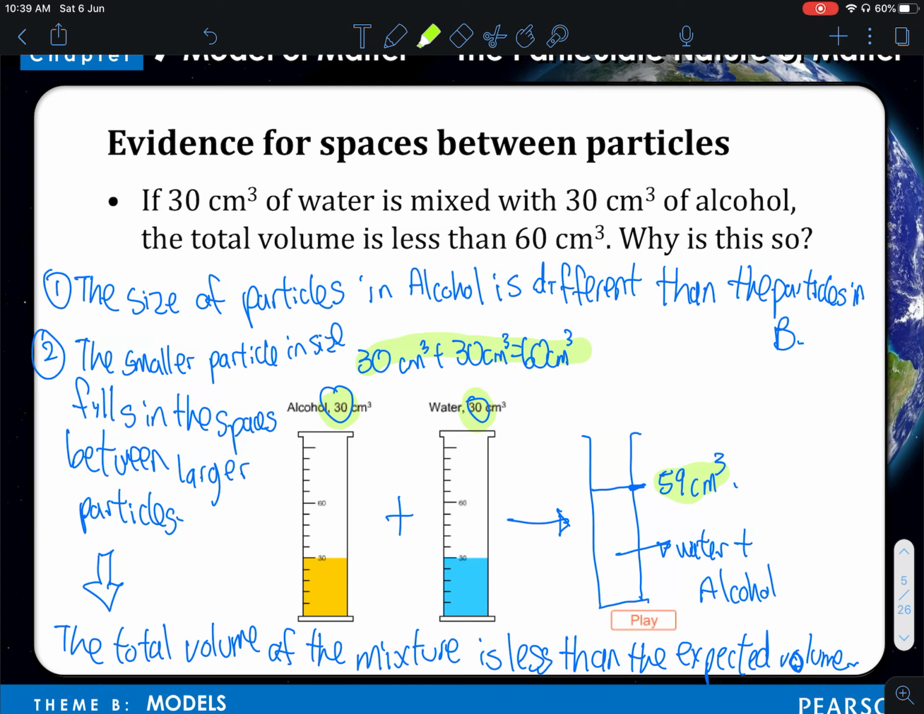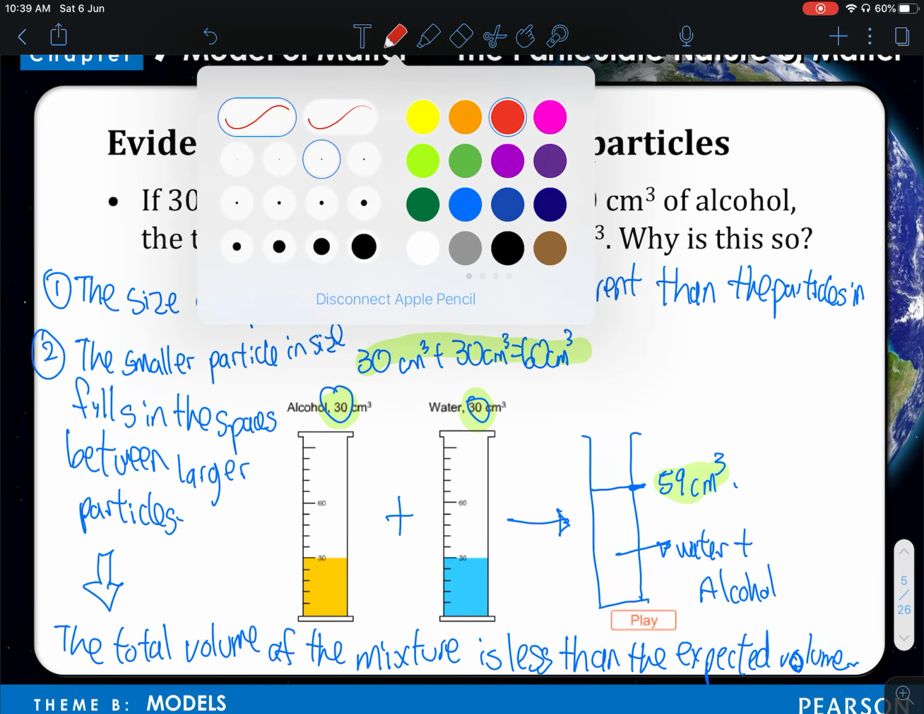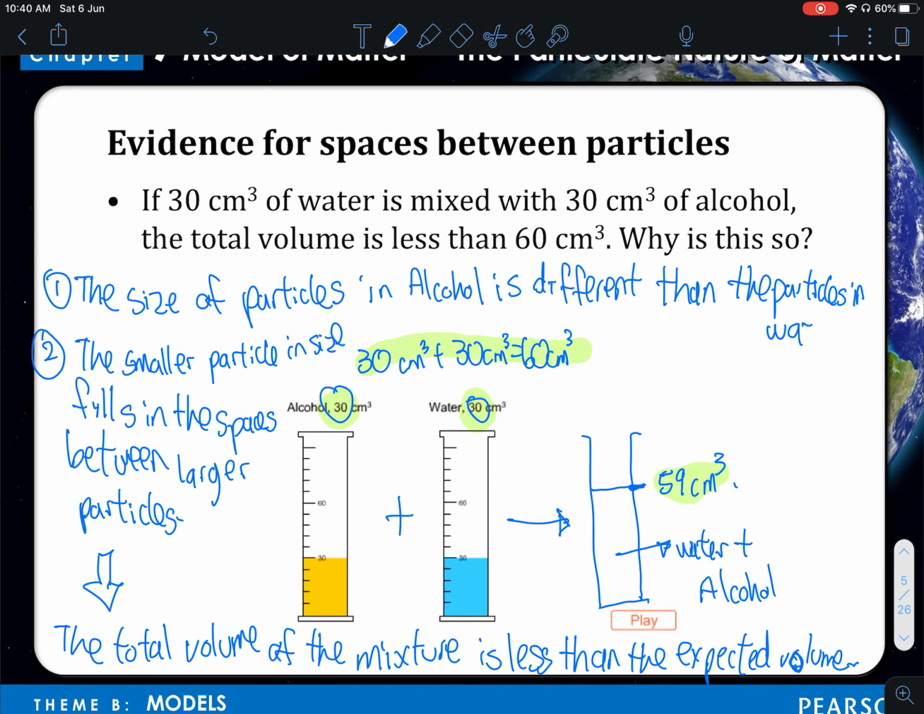So what is actually happening is that the smaller particles tend to fit into the spaces available from the larger particles. In other words, there are two main inferences. Number one, the size of particles in alcohol is different from the particles in water, such that the smaller particle will be able to fall in between the spaces of the larger particles, not inside the big particle. This does not happen. They do not combine together in this fashion.